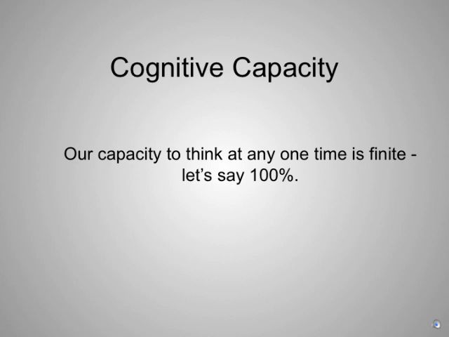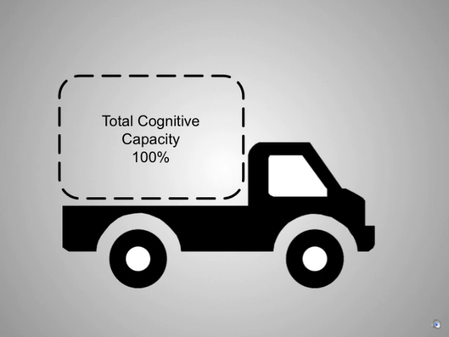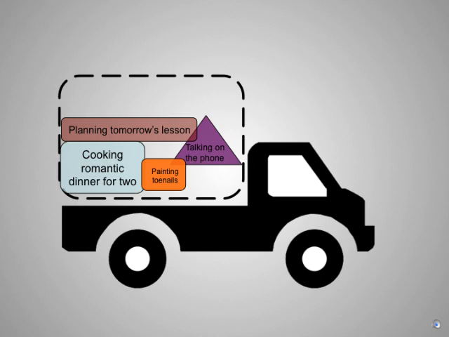Our capacity to think at any one time is finite. Let's say 100%. The total cognitive capacity is 100%, and in order to get something done, we use parts of that capacity. Our capacity to think or problem solve or complete a task at any one time is finite. When we multitask, we are dividing that 100% of capacity among many things.